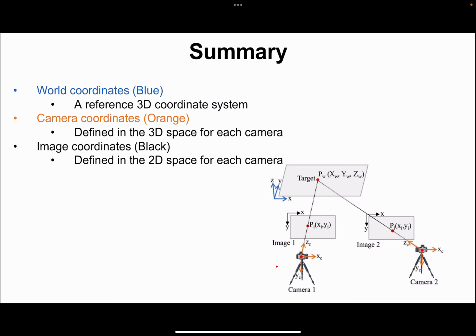And then the image coordinate system is what we see through our eyes, or through our monitor screen. All the things we see are in the image coordinate system. So there are three coordinate systems. To convert world to camera, we need extrinsic. And to convert camera to image, we need intrinsic.